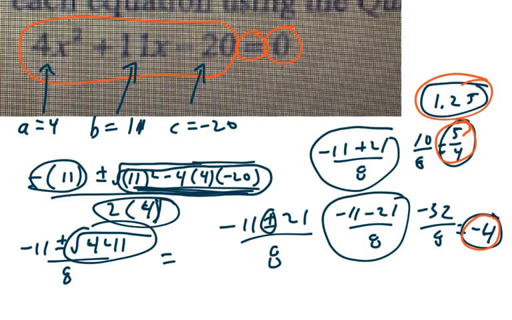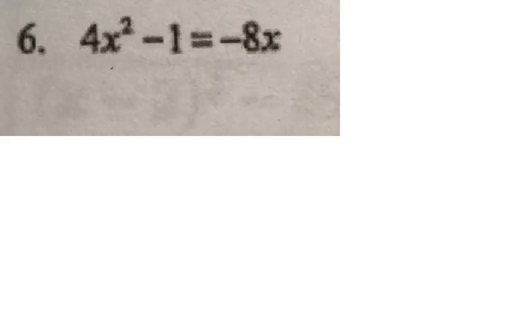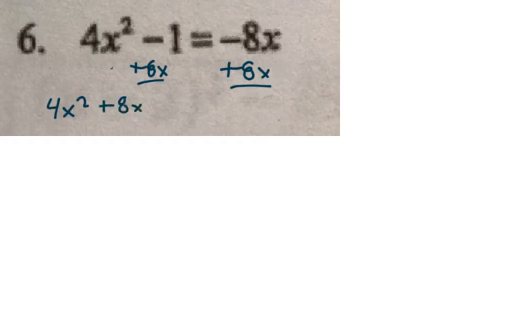Now, let's do a problem where I think you're going to see how they get tricky on you, because they don't always work out so nice like this one. Take a look at this number 6 right here. I know my a is 4. Oh, it's not equal to 0 yet. We're getting ahead of ourselves. So first thing we're going to do is add 8x to both sides. All right. So I have 4x squared plus 8x minus 1 equal to 0.